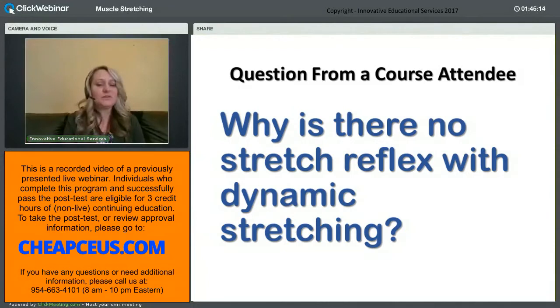In terms of why there is no stretch reflex with dynamic stretching, that's a good question. What happens is, with dynamic stretching, the individual is generating the force. So it's not an external force where you can tend to stretch the muscle spindle beyond what's possible, because the individual is generating it with their own force and they're getting more feedback. So I think it's more controlled and it's just not triggering it as much.